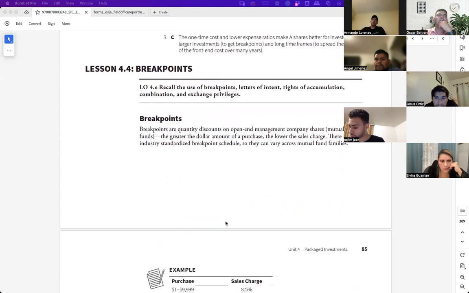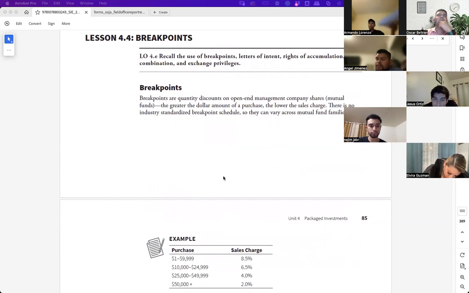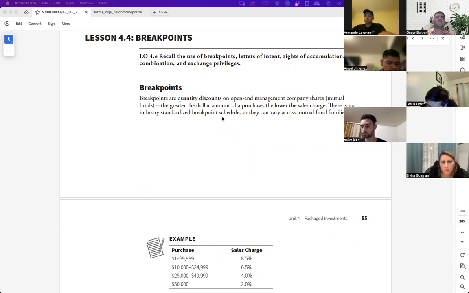All right, so breakpoints are very, very simple. Breakpoints are quantity discounts that an open-end management company offers. The greater dollar amount you're going to buy, the greater your discount on the sales charge. Okay.